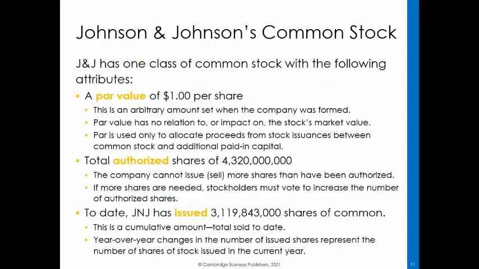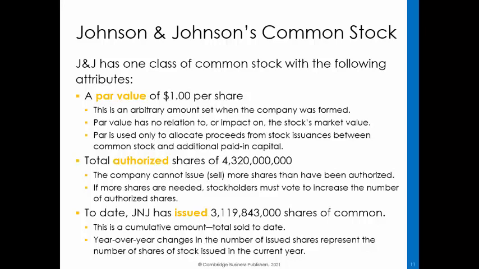Johnson & Johnson has one class of common stock that has the following attributes. The par value is $1 per share. Par value is an arbitrary amount set when the company was formed and has no relation to or impact on the stock's market value. Generally, par value is irrelevant from an analysis perspective. It is only used to allocate proceeds from stock issues between the two contributed capital accounts on the balance sheet, common stock and additional paid-in capital.